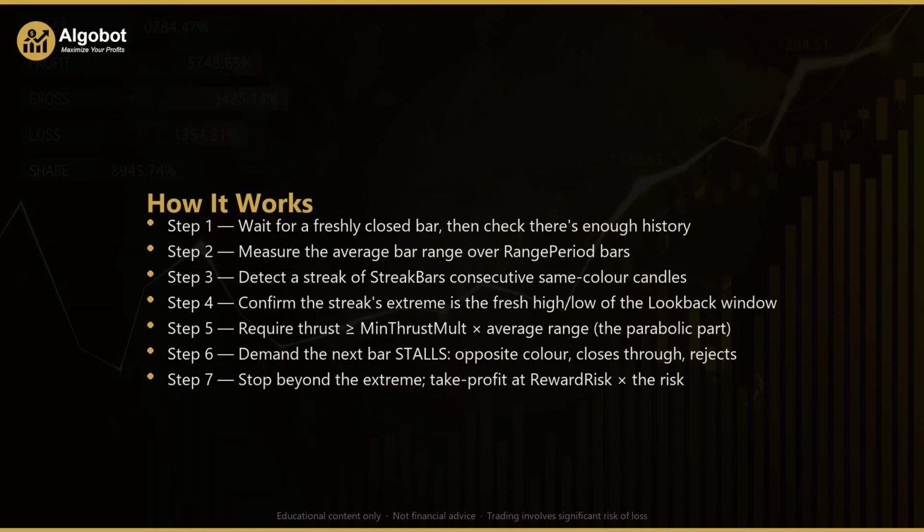After a bullish exhaustion, it sells. After a bearish exhaustion, it buys. For risk, the stop-loss sits just beyond the exhaustion extreme, plus a small buffer set by stop buffer PCT. The take-profit is placed at a multiple of that risk, defined by the RewardRisk input. The structure is entirely price-derived, which is exactly the philosophy of this system.